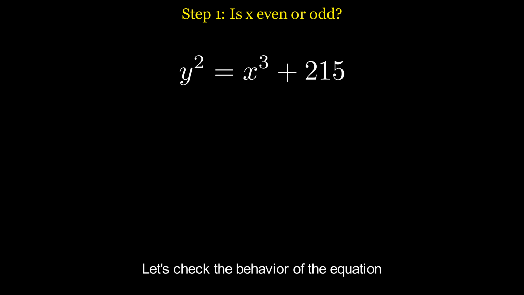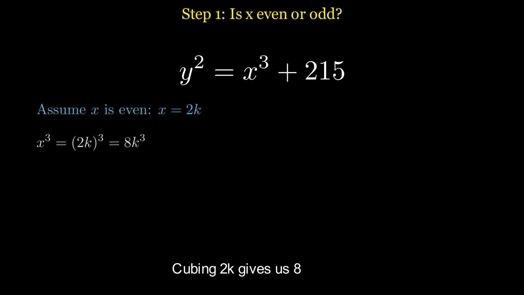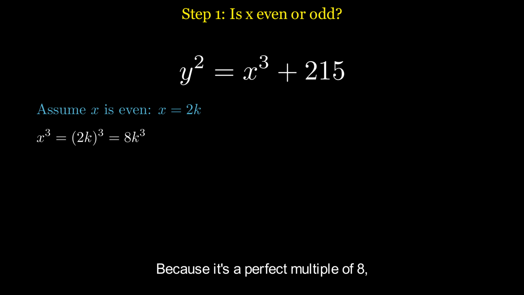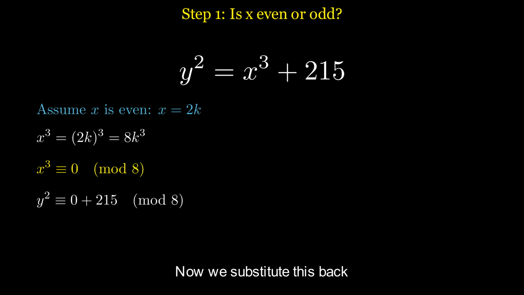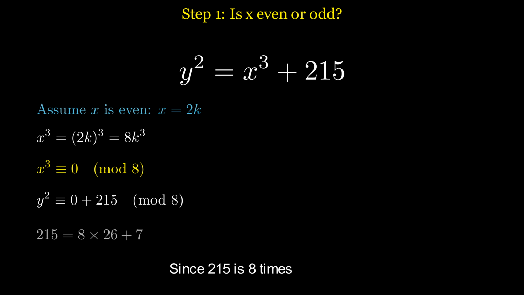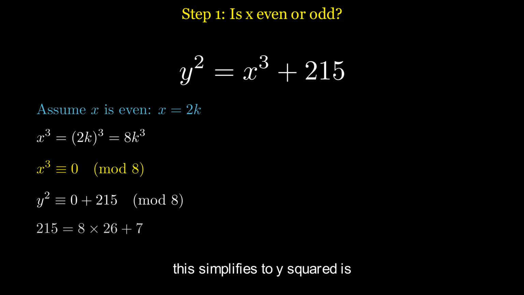Let's assume x is an even number, so we can write it as 2k. Cubing 2k gives us 8k cubed. Because it's a perfect multiple of 8, x cubed is congruent to 0 modulo 8. Now we substitute this back into our equation modulo 8. We get y squared is congruent to 215 modulo 8. Since 215 is 8 times 26 plus 7, this simplifies to y squared is congruent to 7 modulo 8.